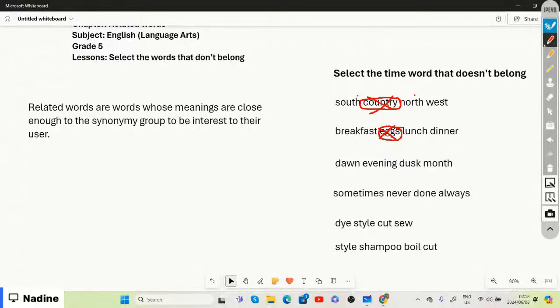All right. If we go on to the next one, we need to say which one doesn't belong. We have dawn, we have evening, we have dusk, we have month. And we then say that the one that does not belong is month. Because here we're talking about dawn, the evening, dusk. Those have to do with the time of the day, but not month.